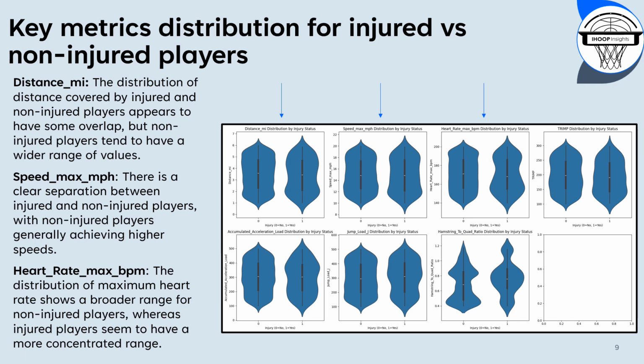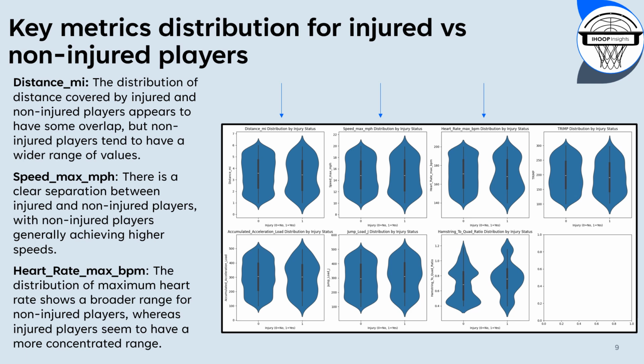So, moving on to some key metrics distributions for injured versus non-injured players. Here we are analyzing the distribution of key performance metrics for injured versus non-injured players. For each of these metrics, we have a violin plot that compares the distribution between players who have an injury and who don't have any injury, and each plot is compared with each other. Let's talk about a few of the insights.